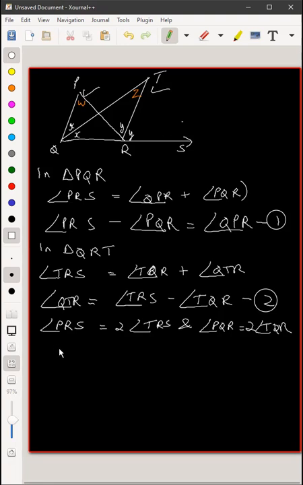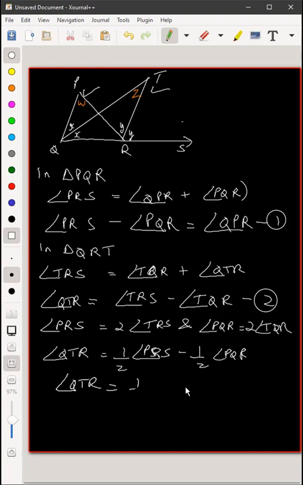Okay, let me continue further. So now we know that angle QTR would be equal to half of angle PRS minus half of angle PQR, right? Or angle QTR is nothing but half of angle PRS minus angle PQR. Correct?